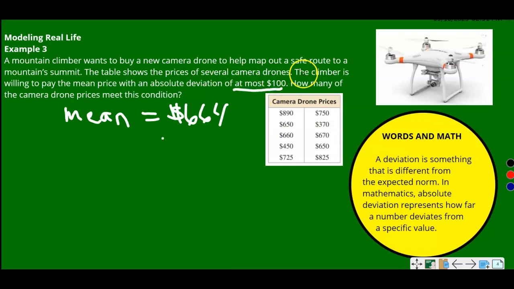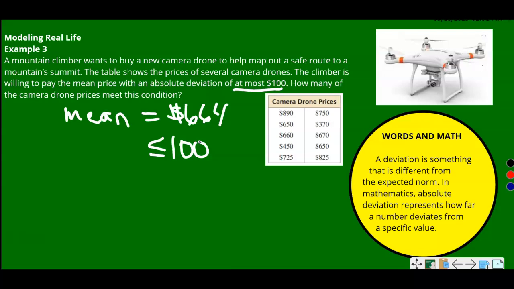We know it's going to be at most, so it's going to be less than or equal to 100. So what's going to be at most that? We know that the mean is $664, and we don't know what X is. So we can say, let X represent the price the climber is willing to pay.